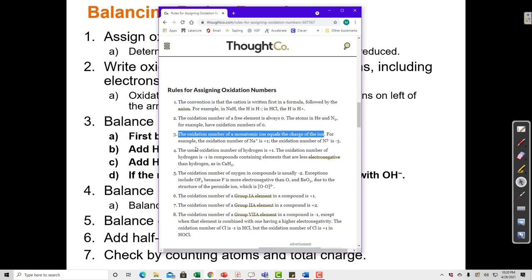So again, if you're a little fuzzy on this, go back to chapter 4 and check out this chapter again and try to revisit this information, because this is going to be really important in order to balance a redox reaction. We cannot balance the reaction unless we can accurately assign oxidation numbers to atoms.